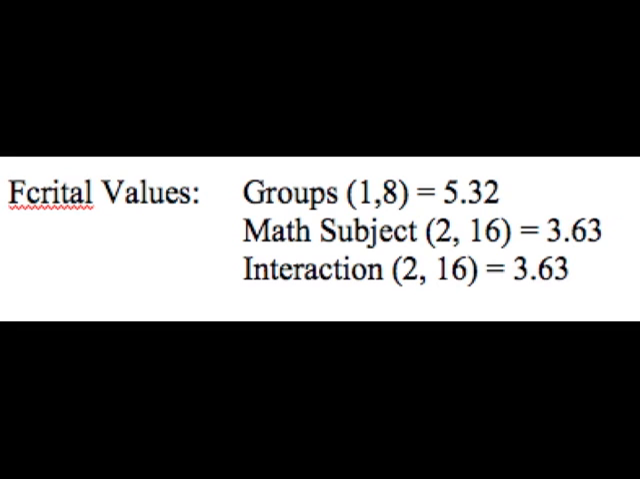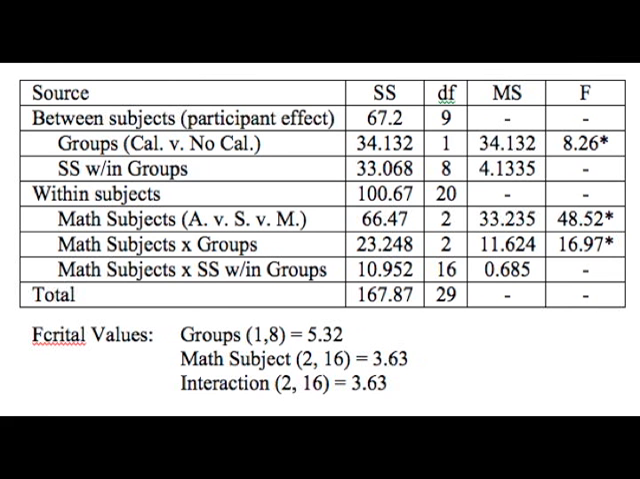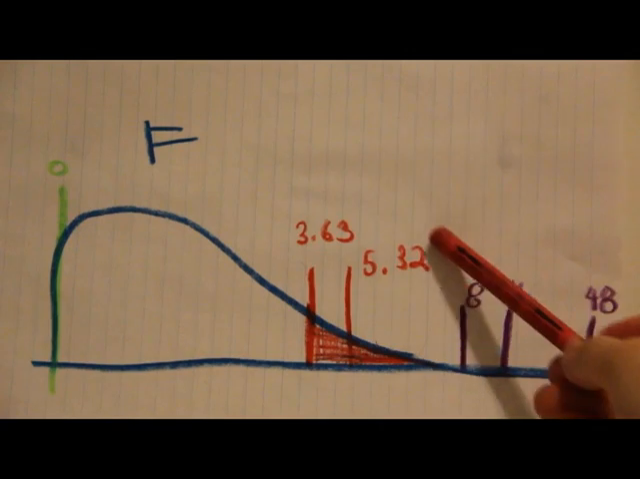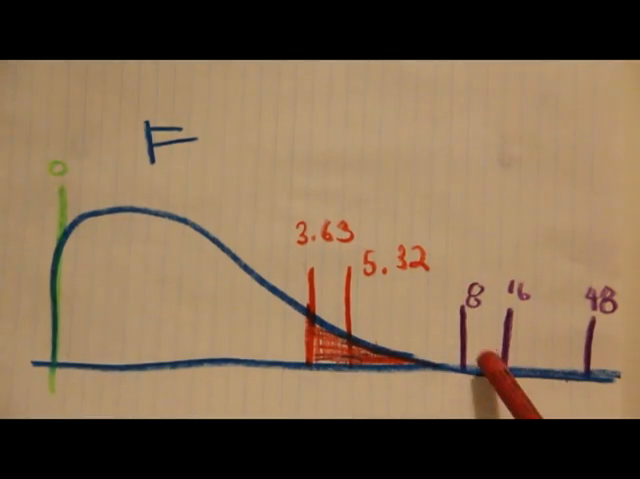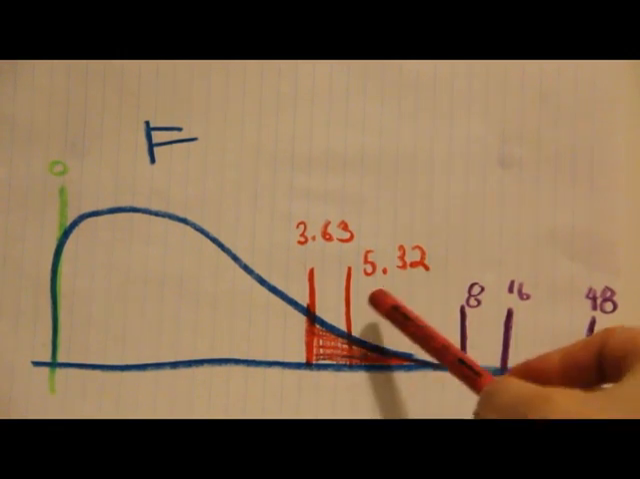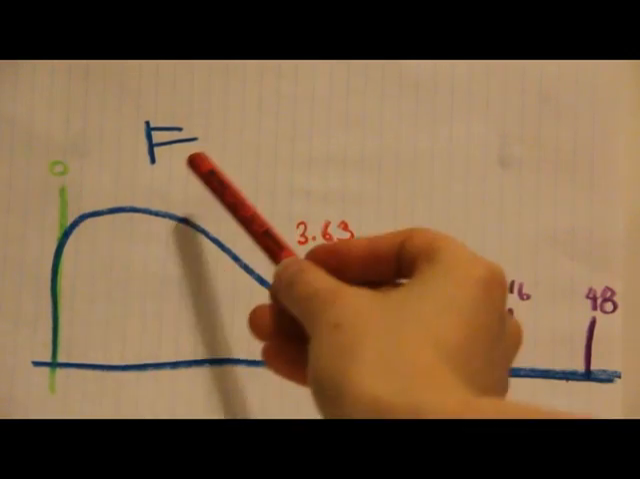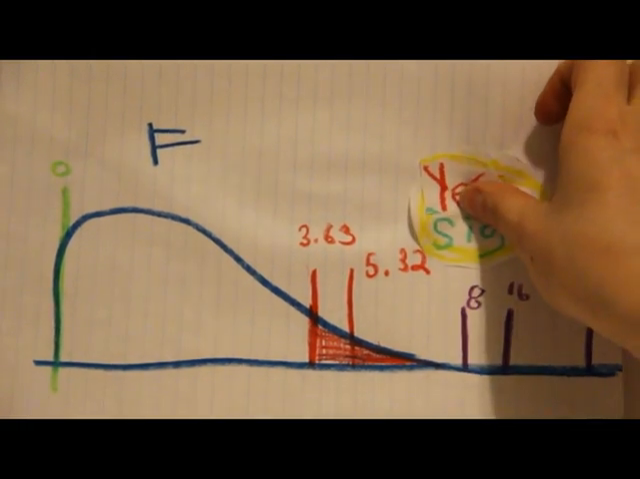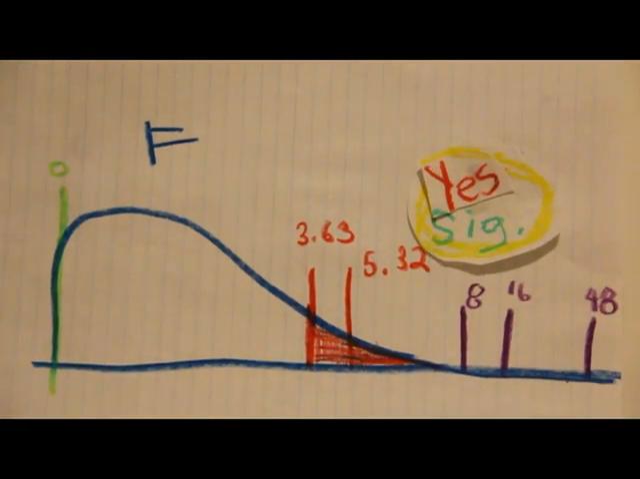I looked up the critical F values for each of the 3 tests, making sure to use the correct degrees of freedom error. And it turns out that each of the 3 F values is significant. So our 2 critical values are shown in red, and each of our F values in purple is further away from the mean than the critical value in the critical region. And so we can reject the null and say that each of the 3 F tests is significant.